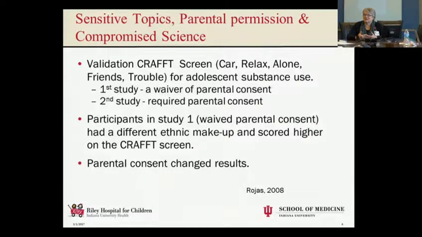And what they found is that participants in the first study had a different ethnic makeup. They were more able to recruit ethnic minorities, and also had kids that scored higher on the CRAFT score, so kids with higher risk for substance use, when there was a waiver of parental consent. It was the same population, same clinic. The parental consent changed their results. So it was this sort of natural experiment that really demonstrated the importance of attending to issues around consent, and thinking about how it would play out in terms of data quality.